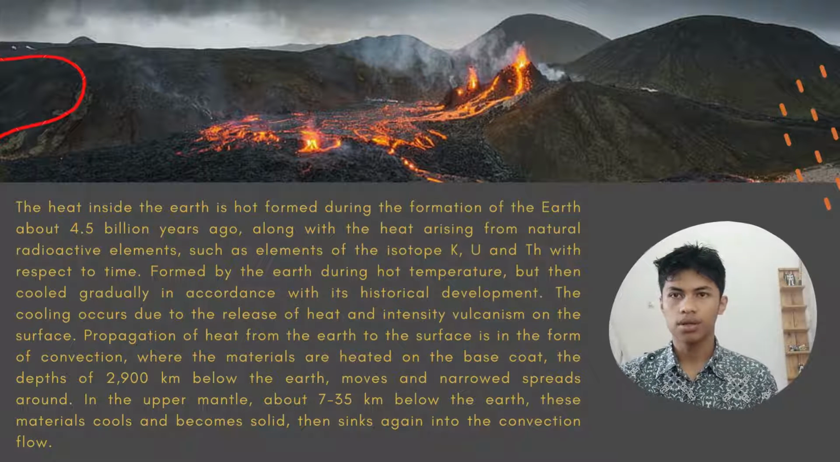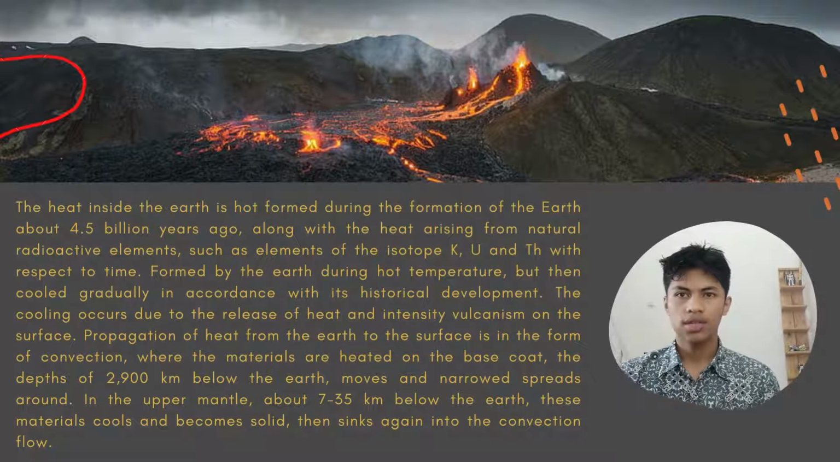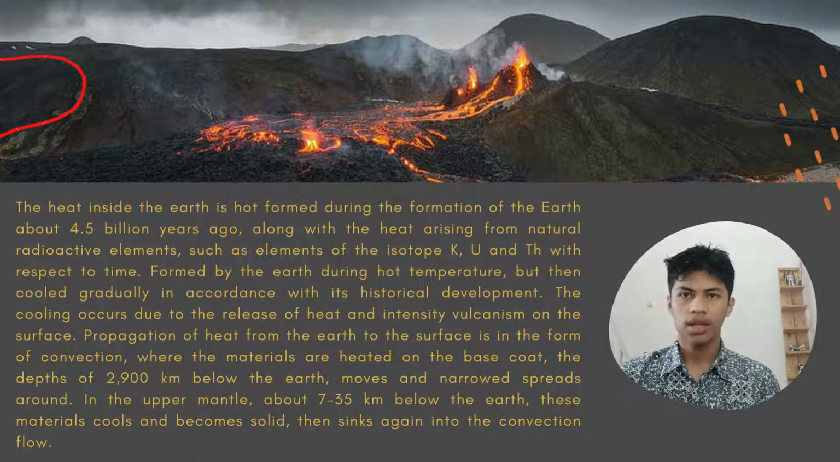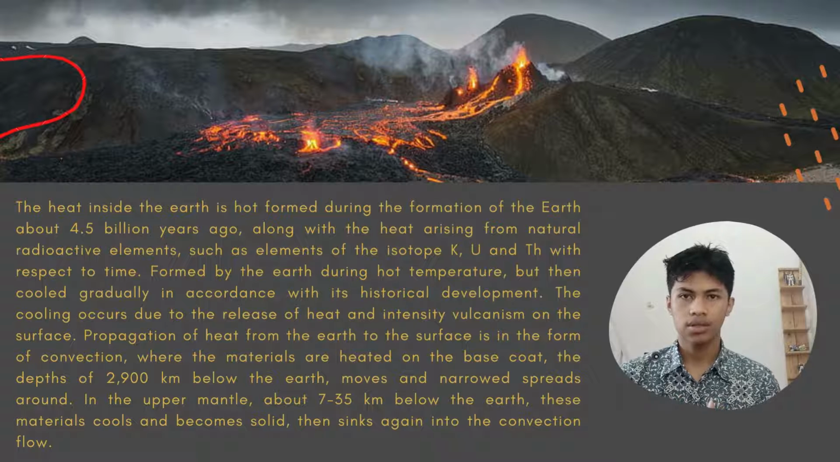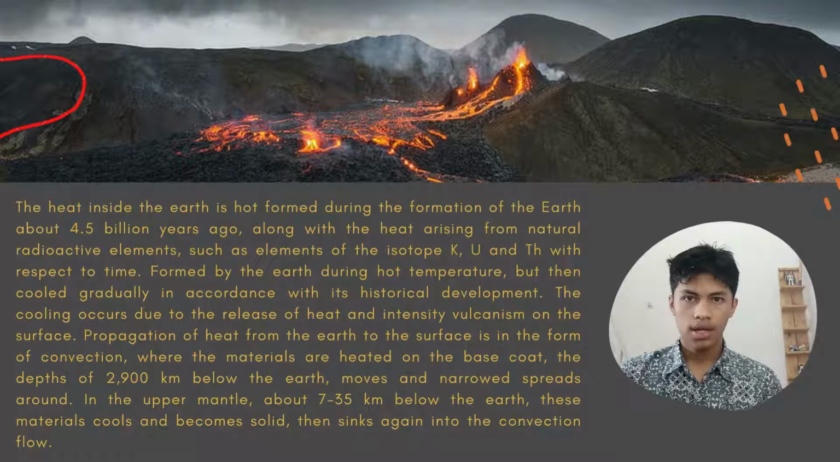Propagation of heat from the Earth to the surface is in the form of convection, where the materials are heated at the base of the mantle, about 2,900 kilometers below the Earth's surface, and move and spread around. In the upper mantle, about 7 to 35 kilometers below the Earth's surface, this material cools and becomes solid, then sinks again into the convection flow.